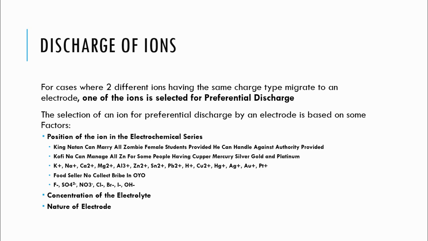Then the nature of the electrode. This one is like, as we are in Nigeria, there's always being biased. So it is when they are being biased. For example, what is supposed to be discharged is not discharged.